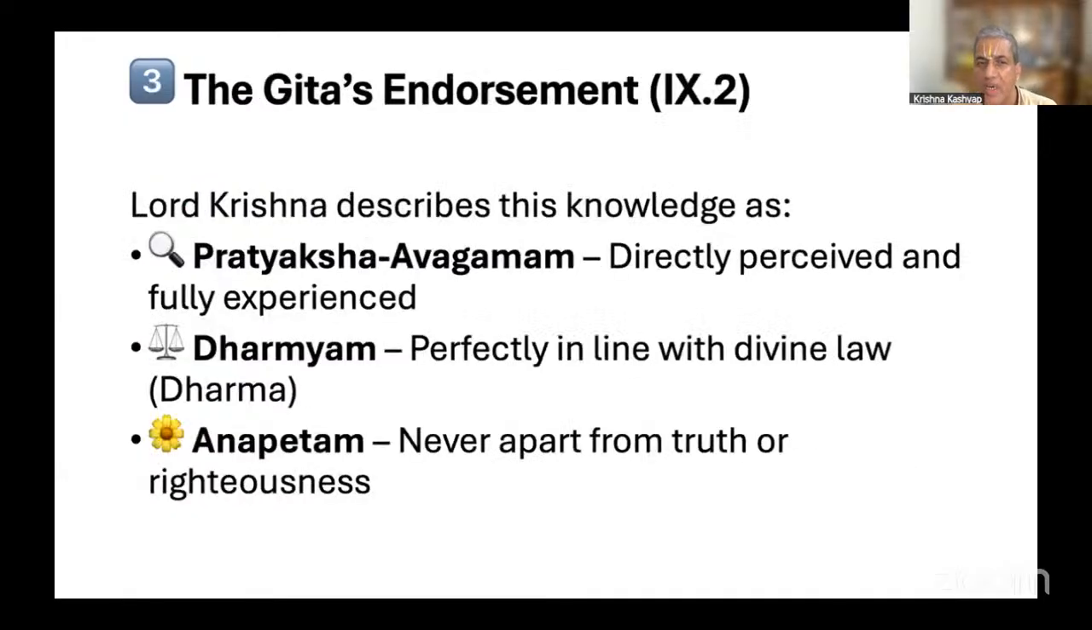Lord Krishna described this knowledge as pratyakshaavagamam dharmyam susukham kartum avyayam. That is in the 9th chapter, 2nd shloka. He says this Rajavidya, Rajaguhya is a divine royal knowledge, and that is directly a person perceives, experiences God. And it is fully in line with dharma. There is no adharma here.